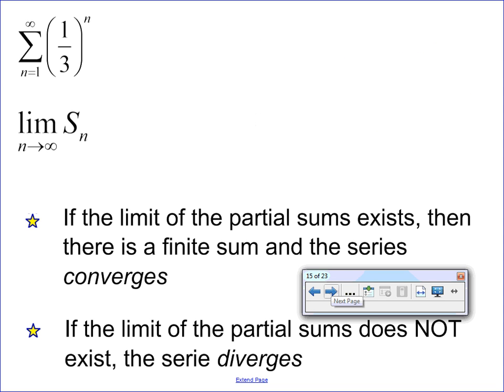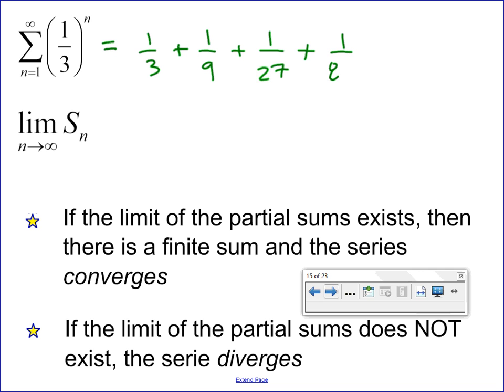All right, let's consider the series given by the sum of terms whose value is 1/3 to the n. Let's list the first several of these. My first term would be given by 1/3 to the first, which is 1/3, plus the second term, 1/3 squared, is 1/9, plus 1/27, plus 1/81. Is that right? Yes.